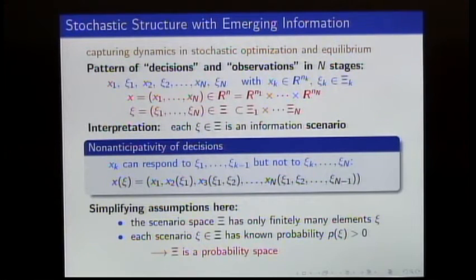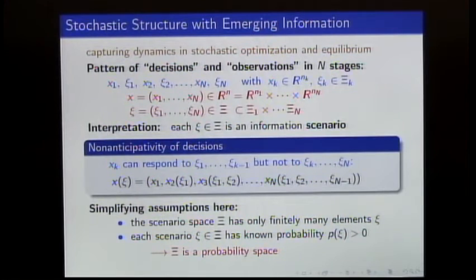Now the whole issue with the structure of emerging information is the interplay between decisions and information, and that comes into this English word which is difficult to pronounce: nonanticipativity. Nonanticipativity of decisions. They can't anticipate the future. They can't act on the basis of future information that they don't have. So the decision made in x_k can only respond, as a recourse, to the information accumulated up to that point, but not to any future information that's not yet revealed.